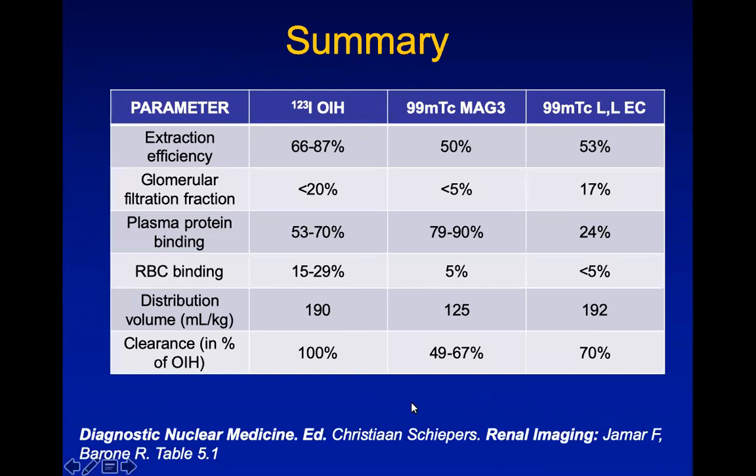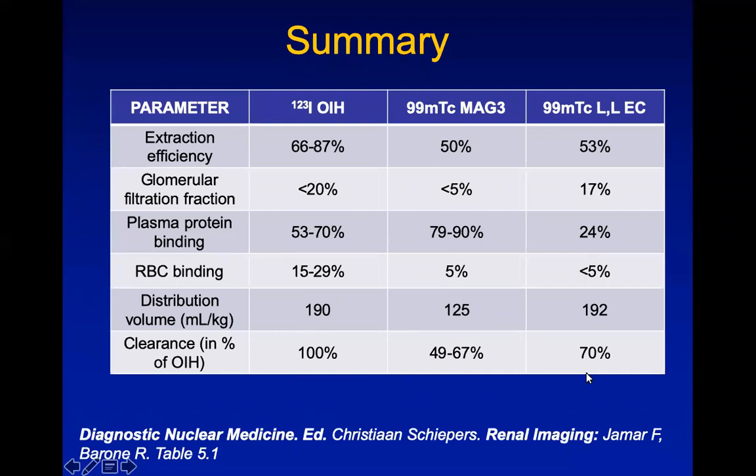So to summarize, if you compare OIH, MAG3 and LLEC, the extraction efficiency is highest with OIH, but it has the drawbacks which I told you. The glomerular filtration between these is again highest for OIH. The plasma protein binding is highest for MAG3. And these are some other parameters which you can read up more about. The clearance is maximum for OIH, but as I said, we can't routinely use it.